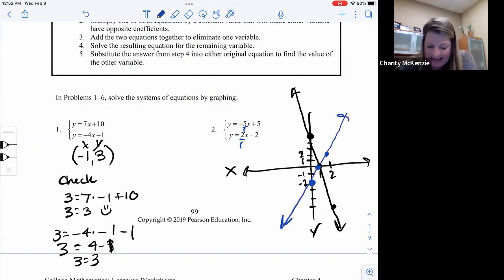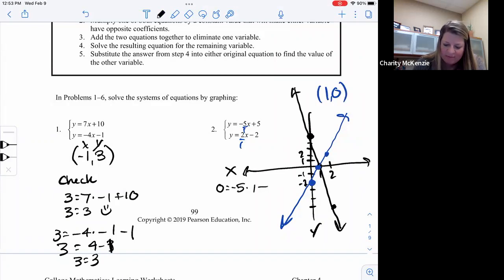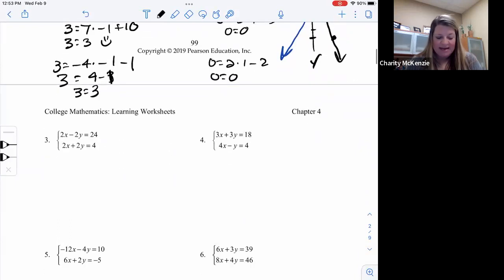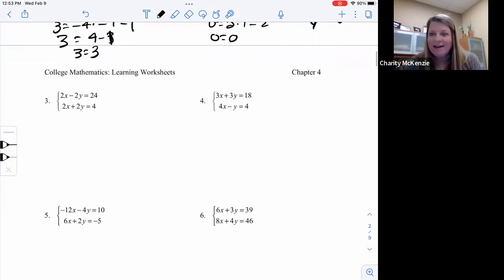And I can easily see that they cross right there at 1, 0. We can check that by going in and plugging that in. So 0 equals negative 5 times 1 plus 5. Totally, 0 equals 0. Great. Second equation, 0 equals 2 times 1 minus 2, same, 0 equals 0. Great, so it worked. That's our solution. Okay, so graphing method could be done by hand, but I really do like graphing method on a calculator.